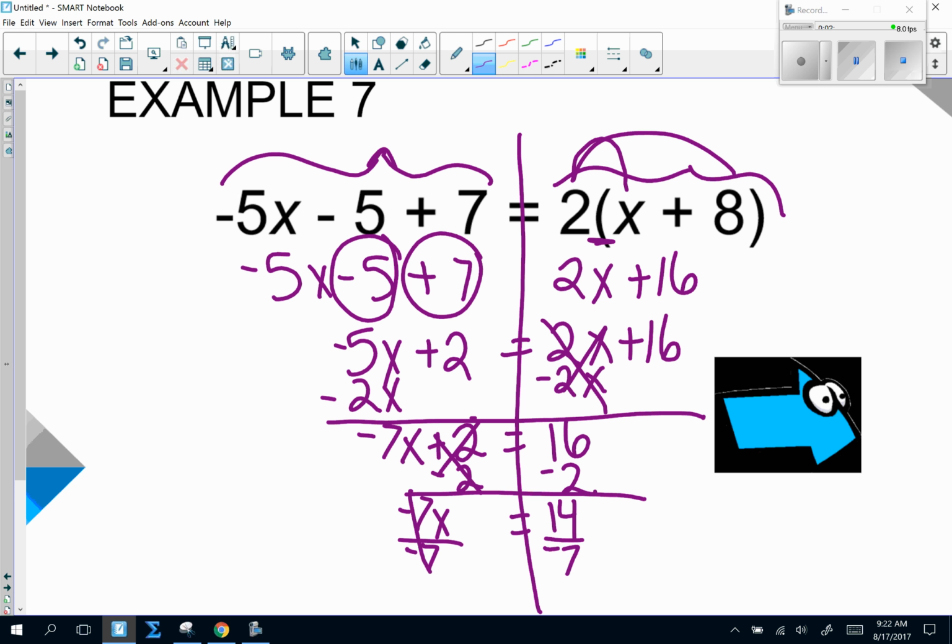My negative 7's cancel out, and I have x is equal to a positive divided by a negative is a negative, and 14 divided by 7 is 2. So I know that x is equal to negative 2.